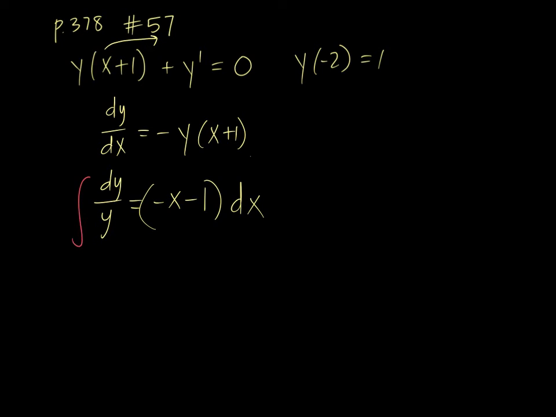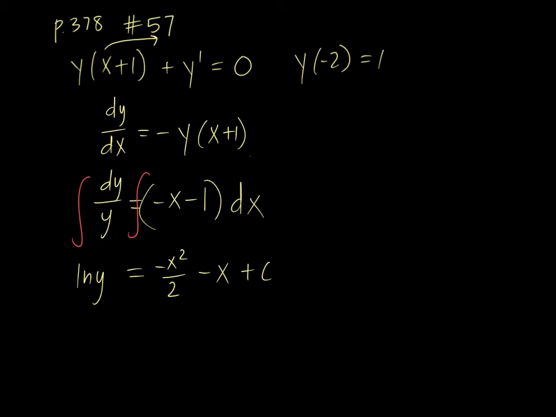So now I've separated, I want to integrate. The integral of dy over y is natural log of y. That, we're going to see that a lot. The integral of negative x is negative x squared over 2. The integral of 1, or negative 1, is negative x plus c. Now I've told you in these situations where you have natural log of y on the left, I think it's easier to solve for c later. I think my next step is to e both sides.